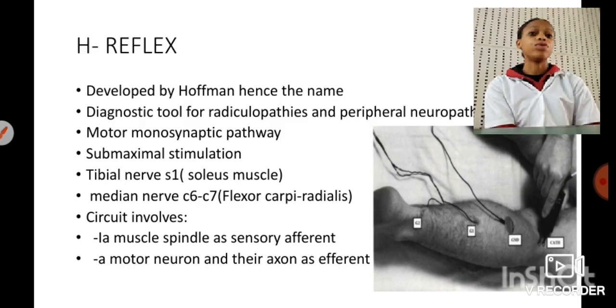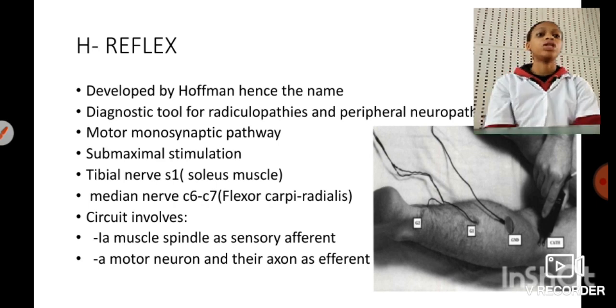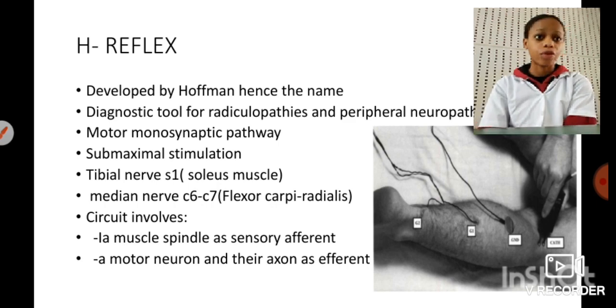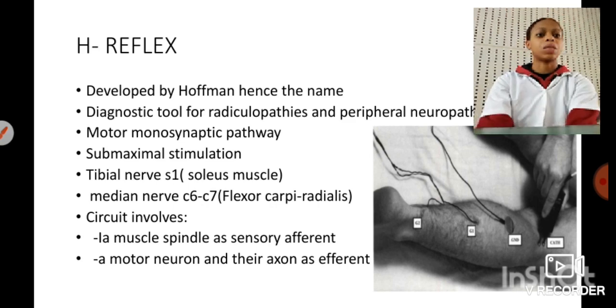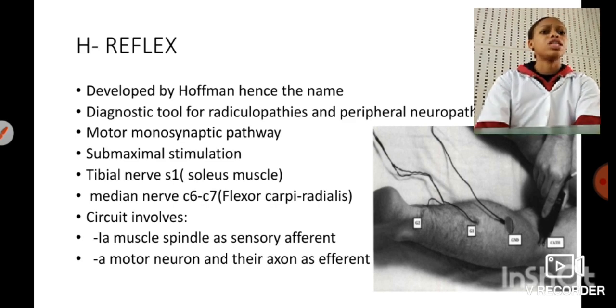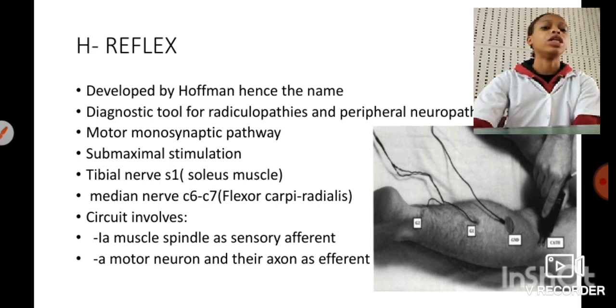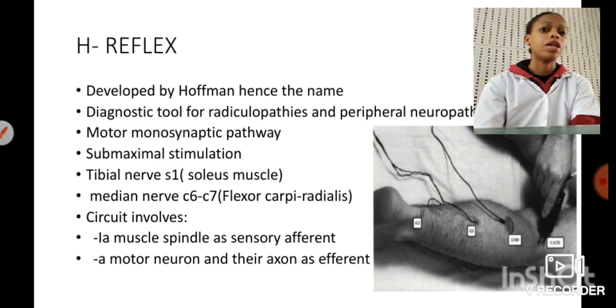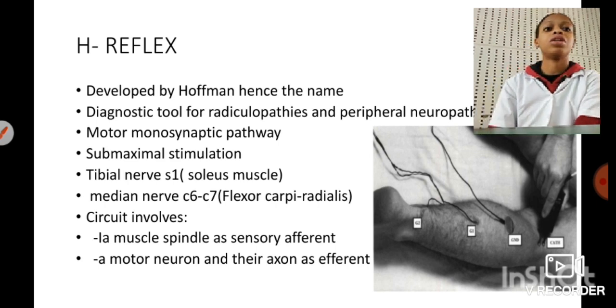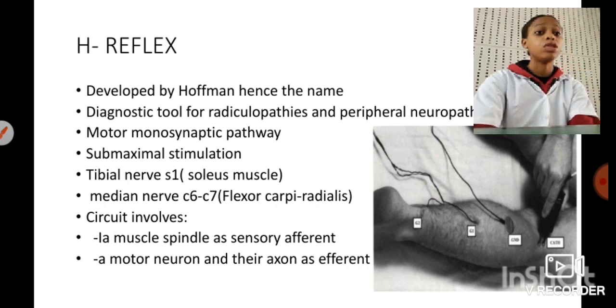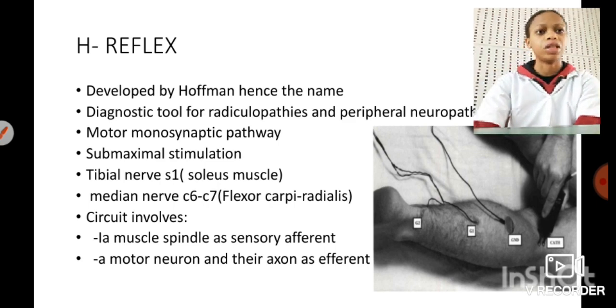Let's start with H reflex. H reflex is also known as Hoffmann reflex, coming from the name of the man who developed it, Hoffmann. It's a diagnostic tool for radiculopathies and peripheral neuropathies. And again, it's obtained by the submaximal stimulus. It has been observed that it's absent in all nerves of the body except the tibial nerve, femoral nerve, and median nerve in the adult population, and it's present in any nerve for the pediatric population.